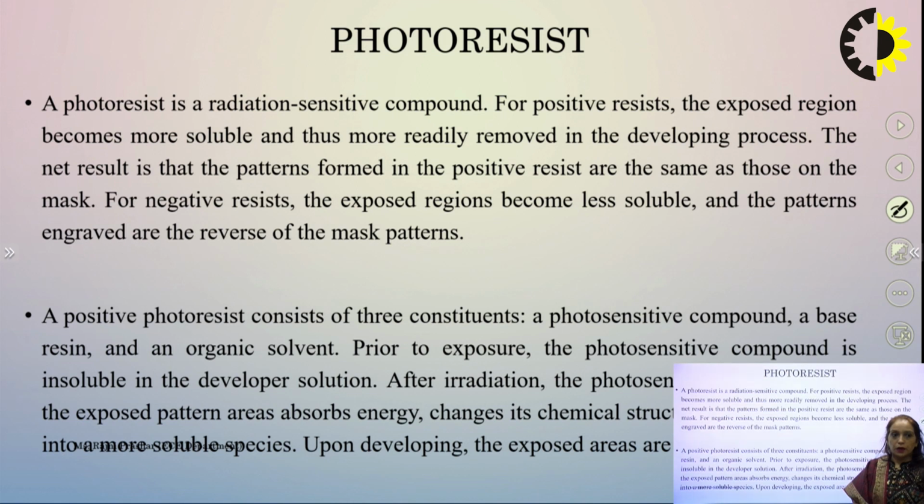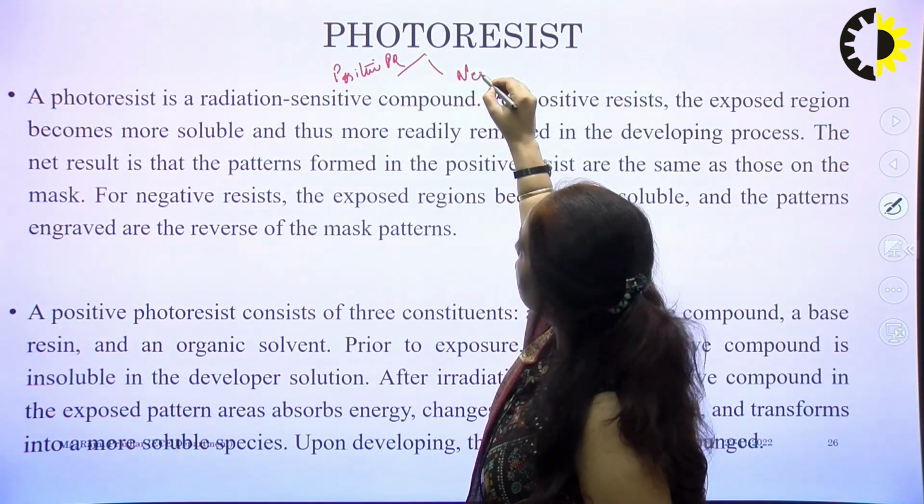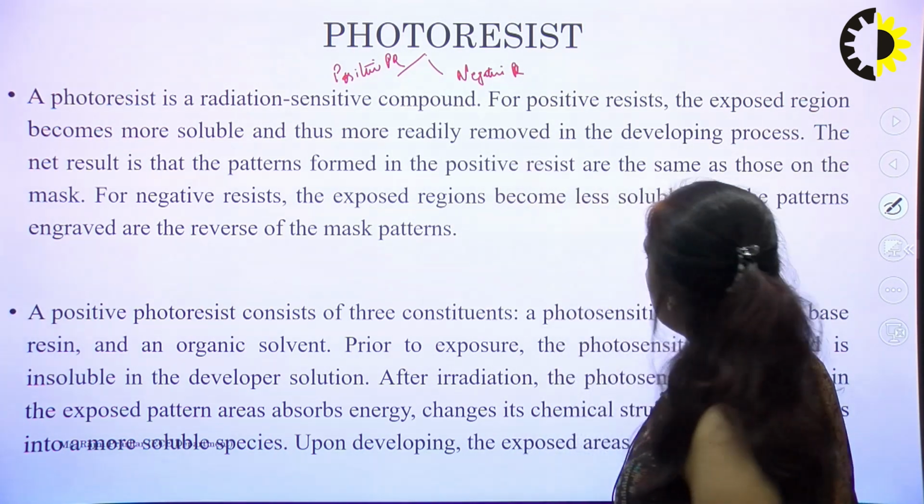So the next portion we are going to cover is the photoresist material, that is, which photoresist materials we are going to use for this optical lithography. This photoresist material can be classified into two parts. The first one is positive PR and the second one is negative PR.